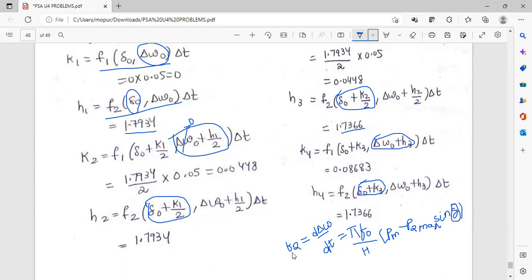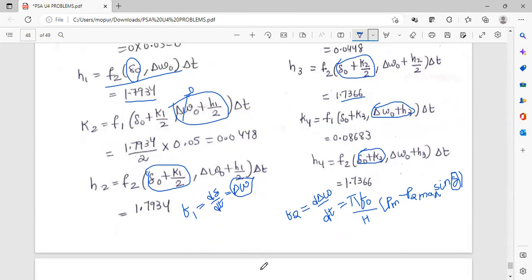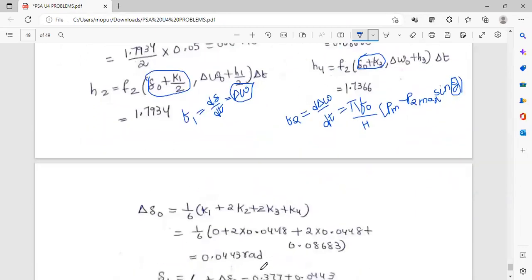Similarly, what is F1? F1 is equal to d del by dt, which is equal to del omega. This del omega is changing here. This is the unknown variable. Okay. Now we had found out the value of H1, H2, H3, H4, K1, K2, K3, K4.